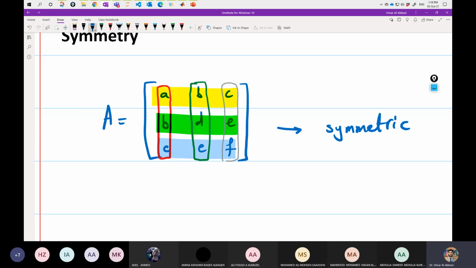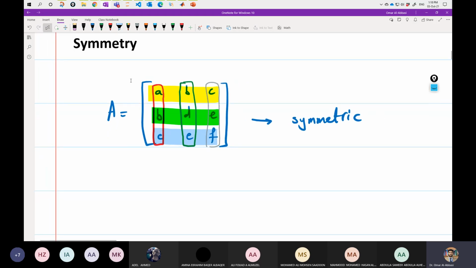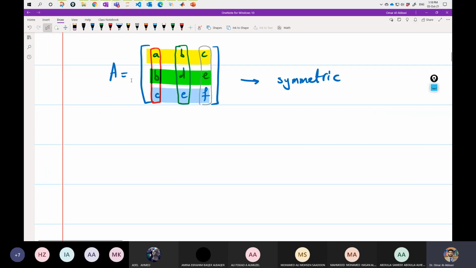So how can you check symmetry now in an easy way? I want to check whether matrix A is symmetric. Simply, matrix A should equal its transpose. Notice the first row is transposed into a column, the second row is transposed into the second column, the third row is transposed into the third column. So if matrix A equals its transpose, then we say that matrix A is symmetric.